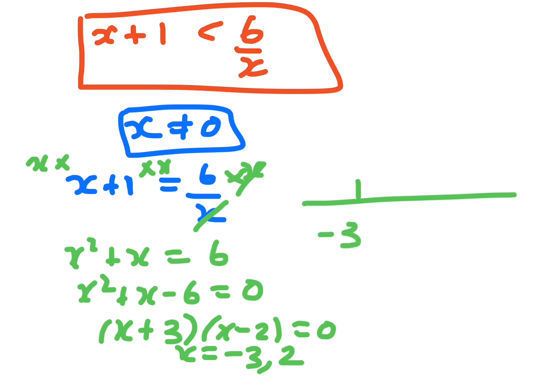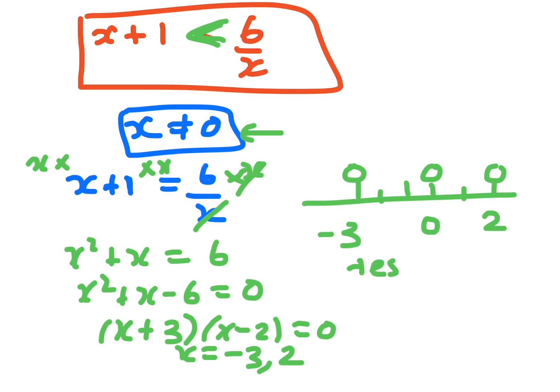So that's minus 3, 0, and 2. Now at 2 and minus 3 it'll be open because that one didn't have an equal sign on it. And x equals 0 is open because it can never equal 0, because 0 is on the denominator. Then you need to test.